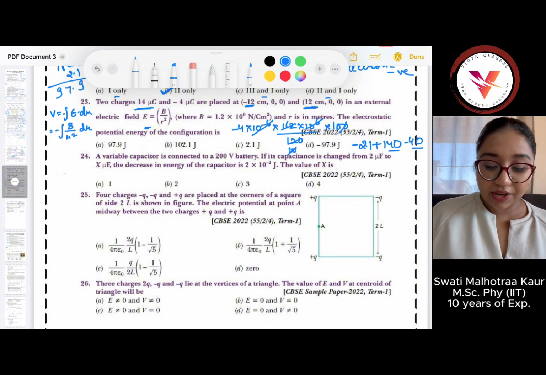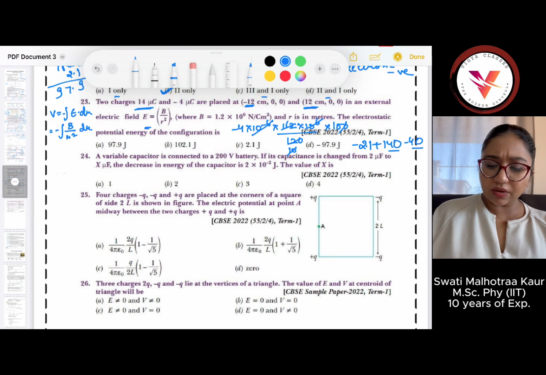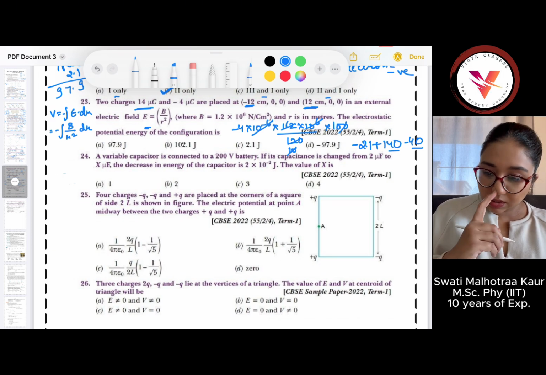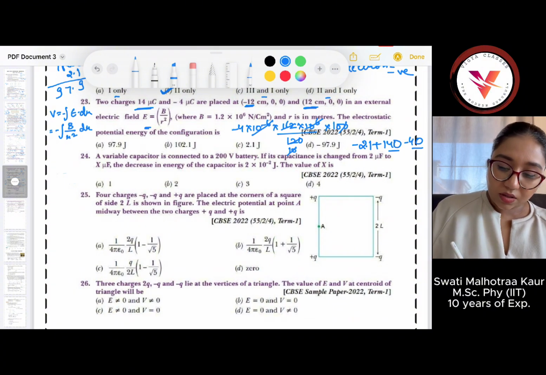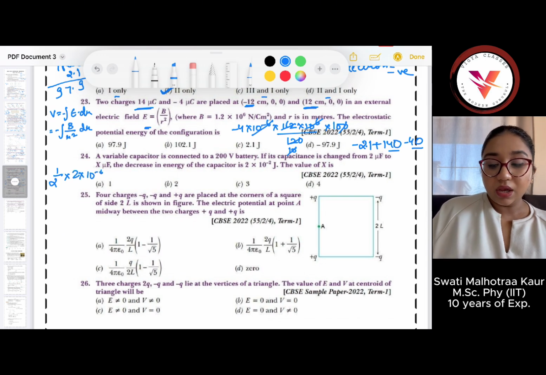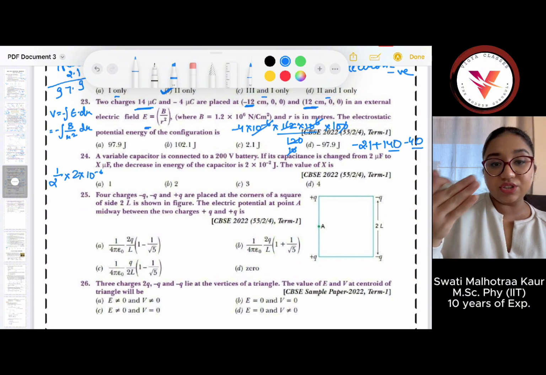Next, a variable capacitor is connected to a 200 volt battery. If the capacitor is charged from 2 microfarad to x microfarad, the decrease in energy is this. Okay, simply put half CV square, subtract that and make it equal to this. If the capacitor is charged from 2 to x, the decrease. So the energy is decreased.